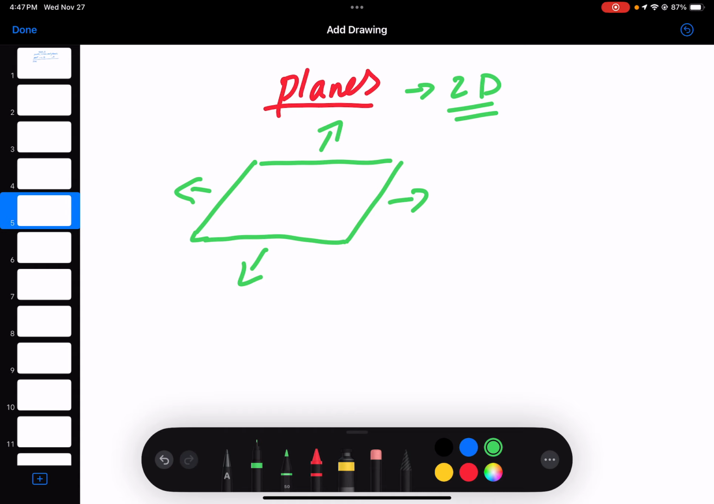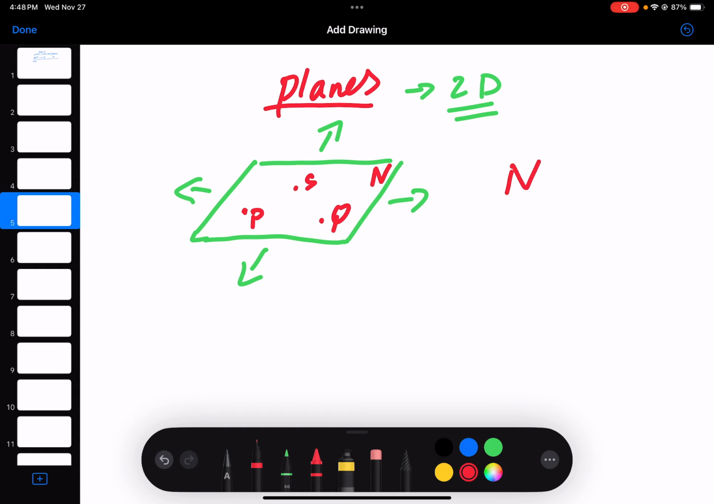And the way we denote it, again, we can use points. So let's say point P, point S, point Q. We can also write a letter N here. So to denote it, we can write the capital letter N. That will denote the plane N. Or any 3 points. That's the minimum you need. 3 points that are not on one line, right?